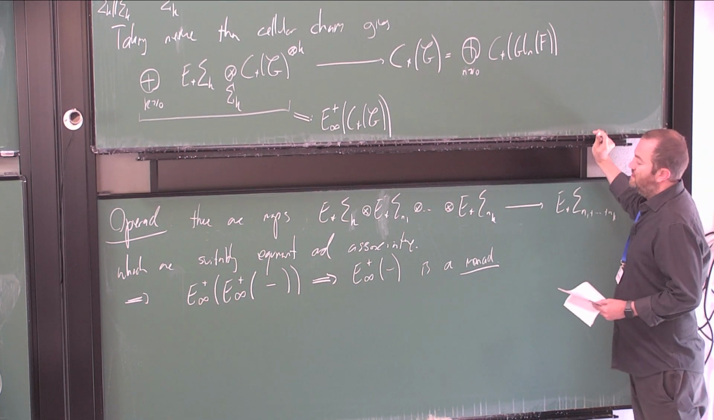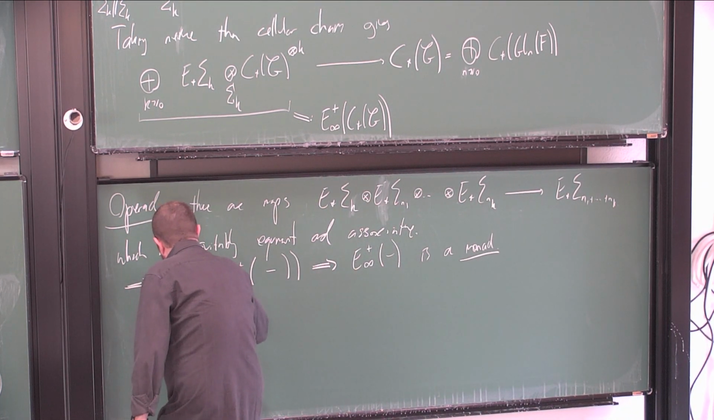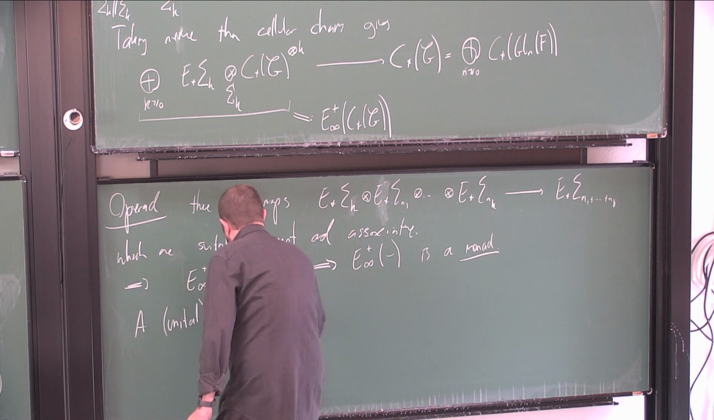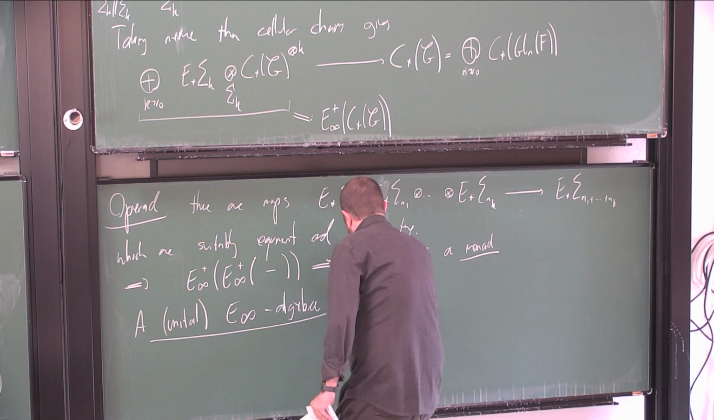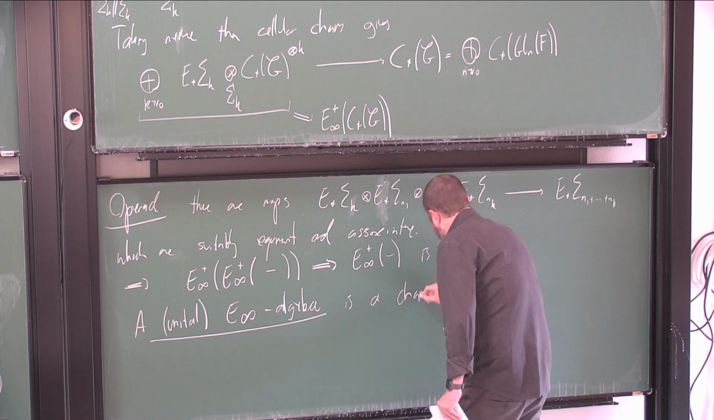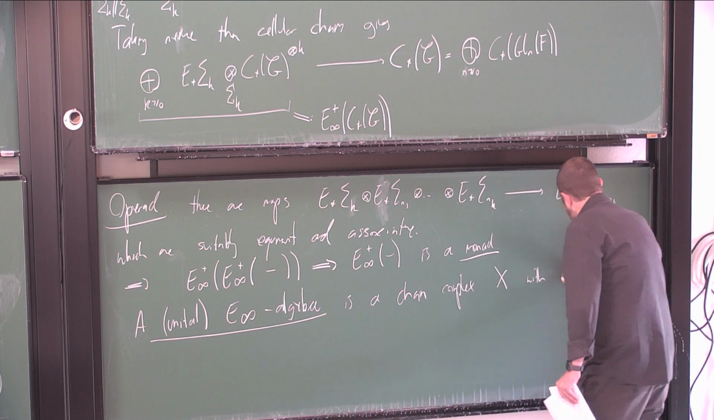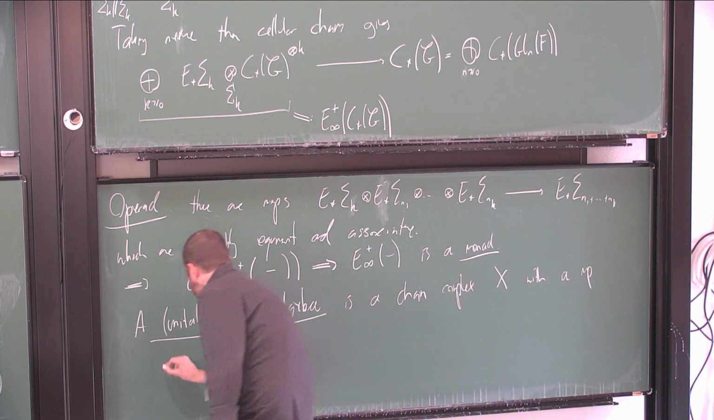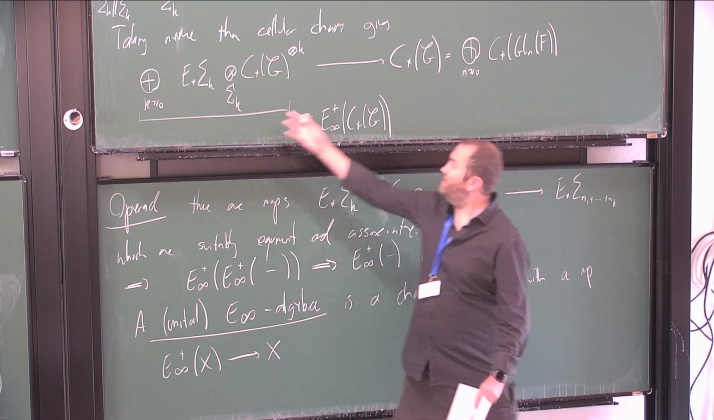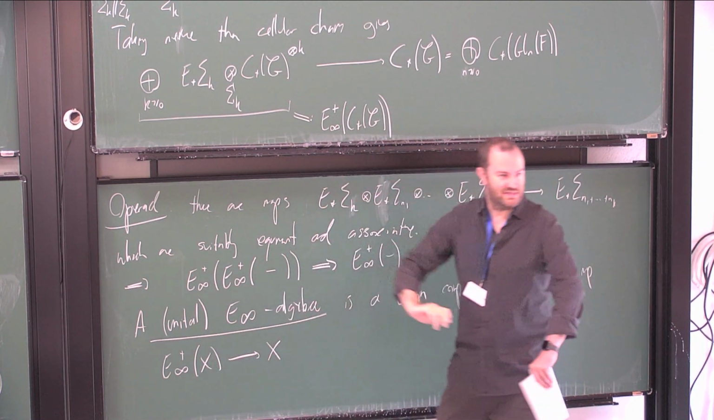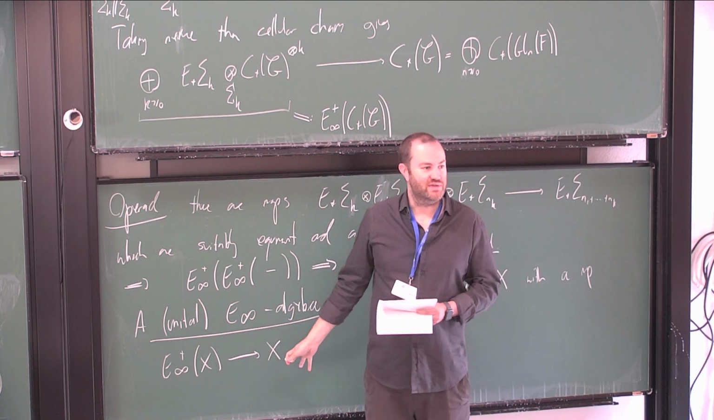And this tells us what an E infinity algebra is. So a unital E infinity algebra is a chain complex X, let's say, with a map. It's exactly what we have here, in fact. It's a map from E infinity plus of X back to itself that somehow tells you a way of multiplying together arbitrarily many things in X to get something in X again.